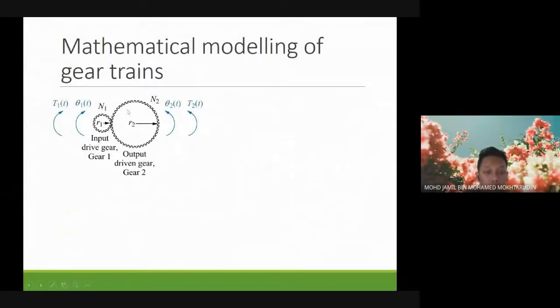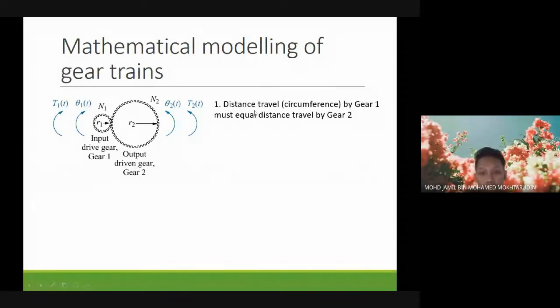Okay, so let's say we have these two gears with radius R1 and radius R2. The distance traveled by gear 1 must equal the distance traveled by gear 2, the circumference distance. You don't need to memorize the derivation. The derivation is just to show you how we obtain the gear ratio formula. So S1, the circumference distance of gear 1, equals that of gear 2. So R1 theta 1 equals R2 theta 2, and you rearrange.